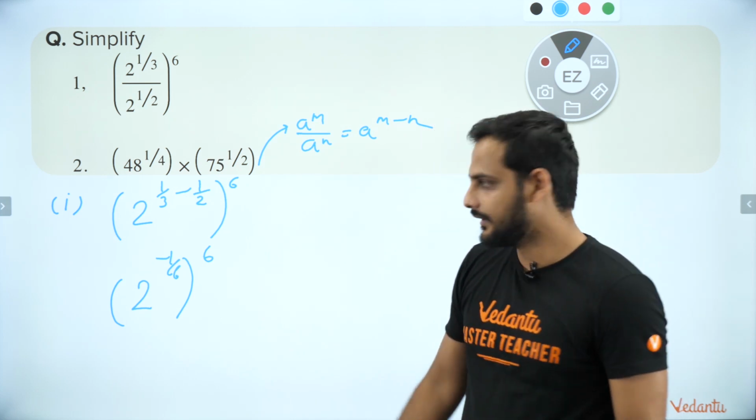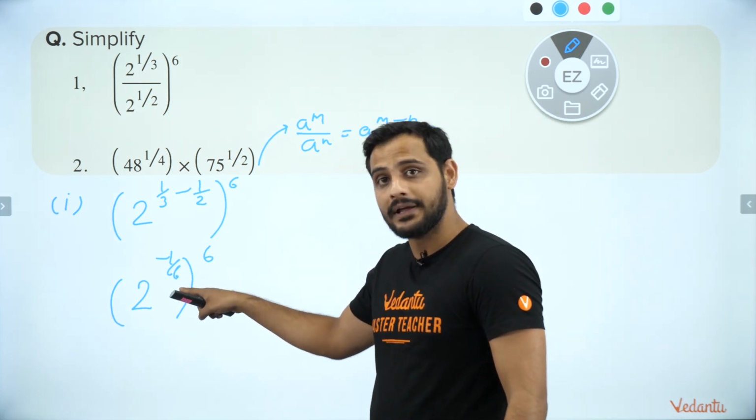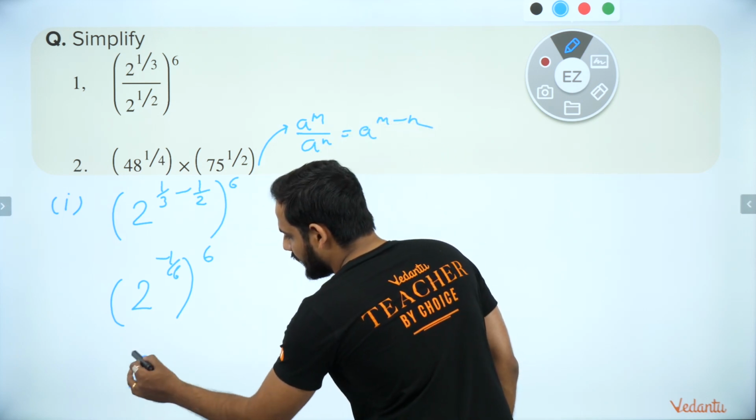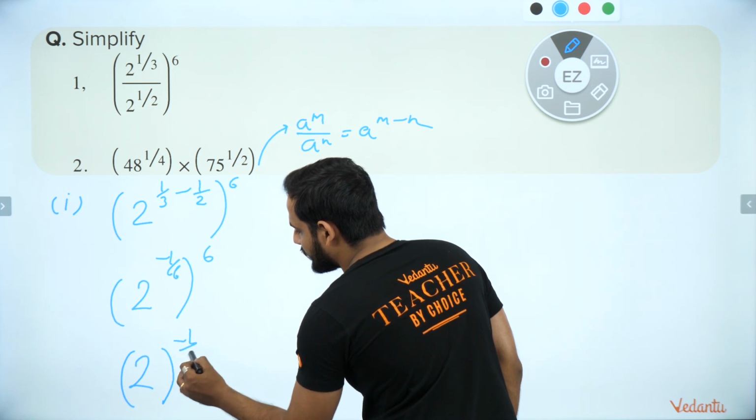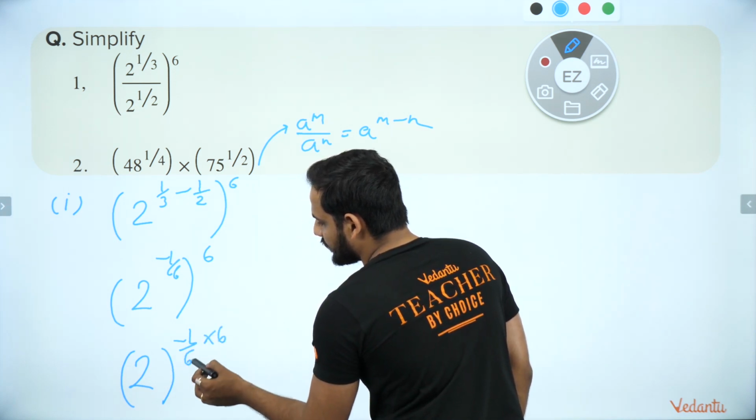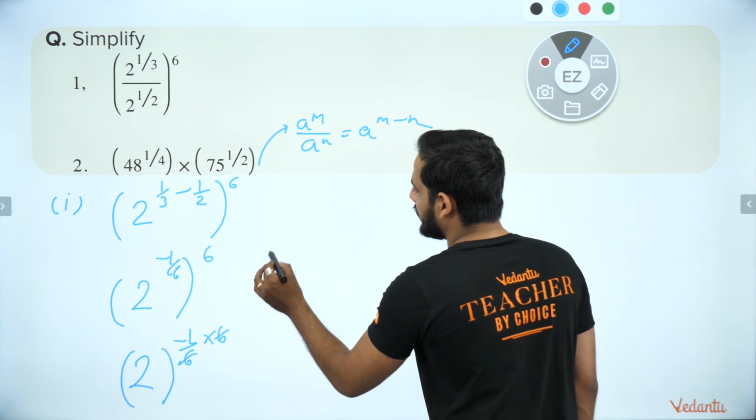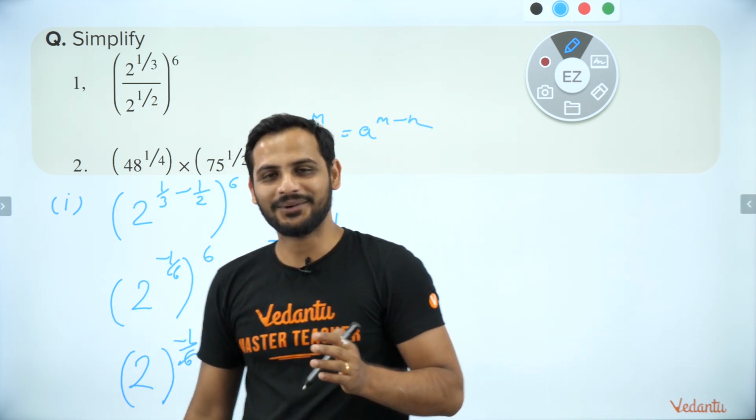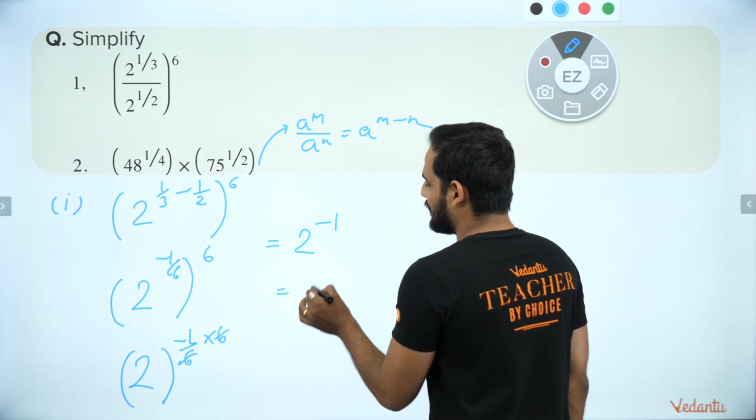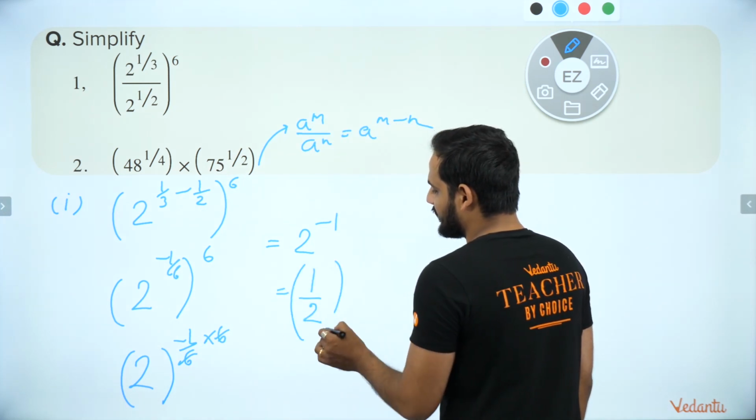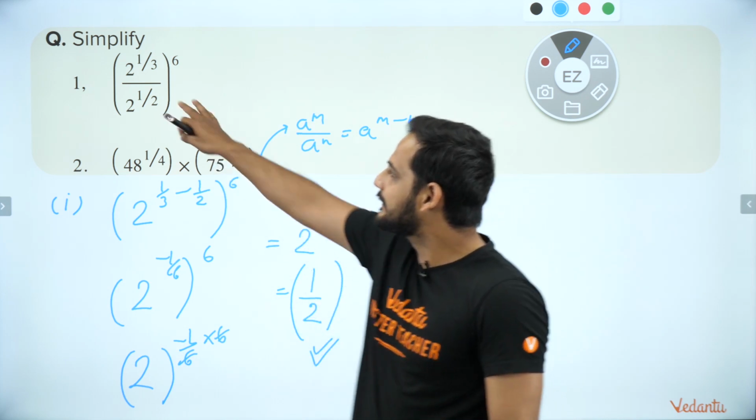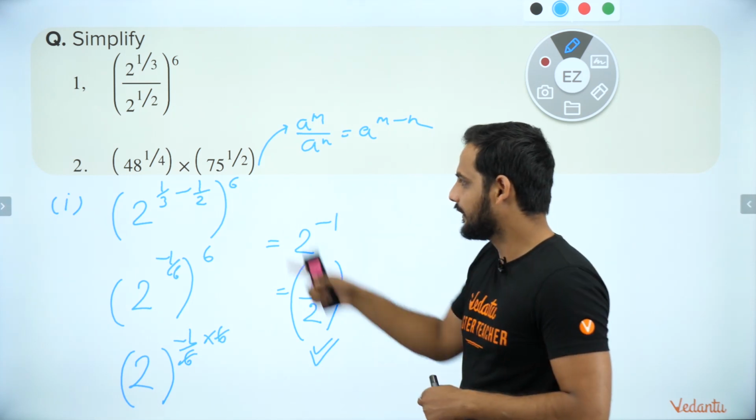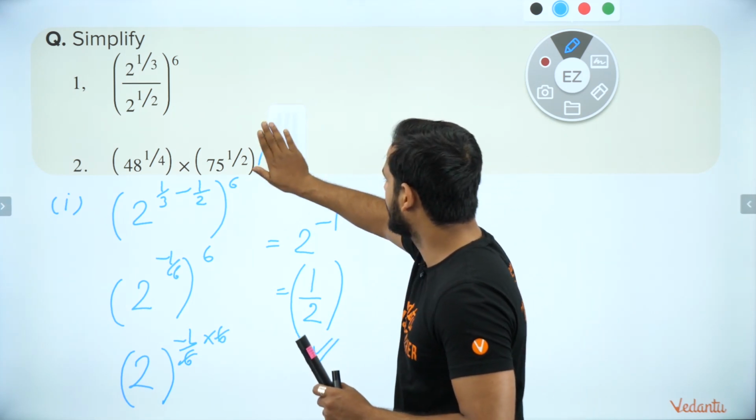Yes or no? Correct. Now I know a raised to the power m, raised to the power n, is a raised to the power m into n. So this becomes 2 raised to the power minus 1 by 6 into 6. This 6 and 6 get cancelled. You will get 2 raised to the power minus 1. And what is 2 raised to the power minus 1? It is 1 by 2. So the correct answer is 1 by 2. See, this complicated part is very easy, and the answer is 1 by 2. Let's solve the next part.